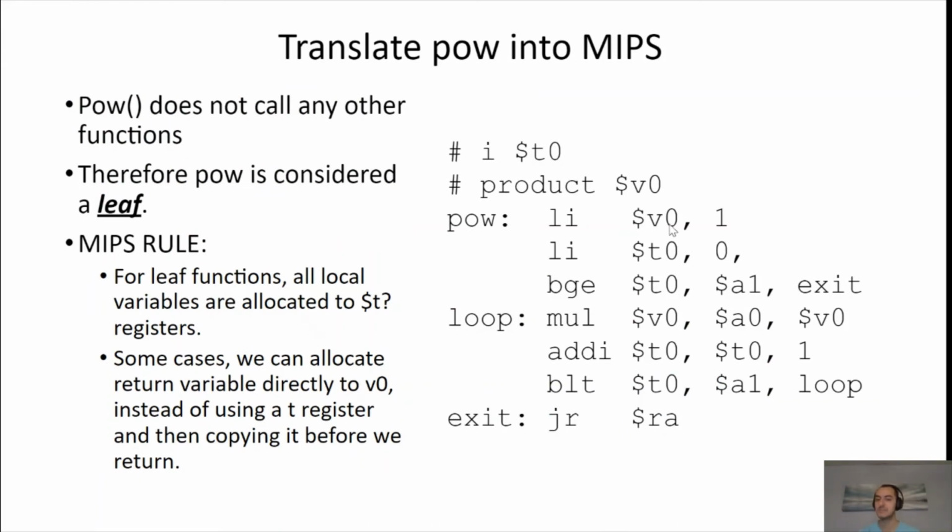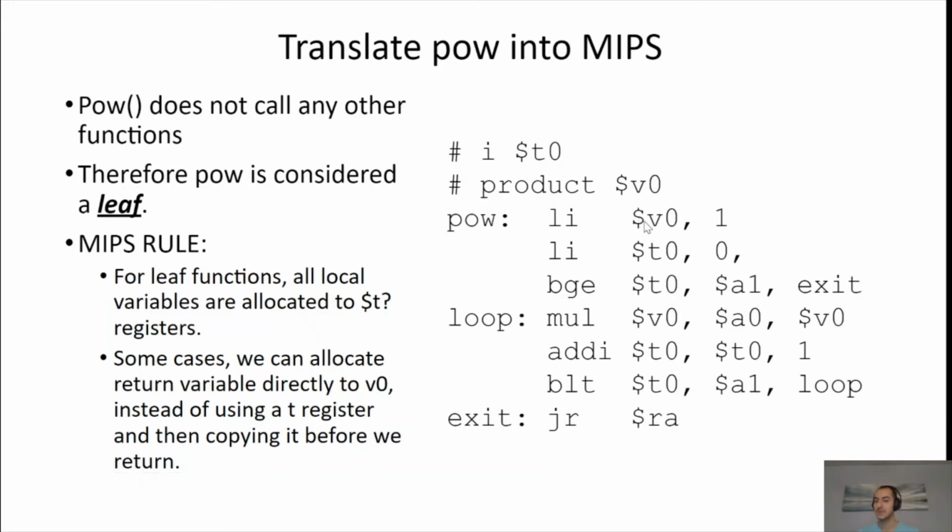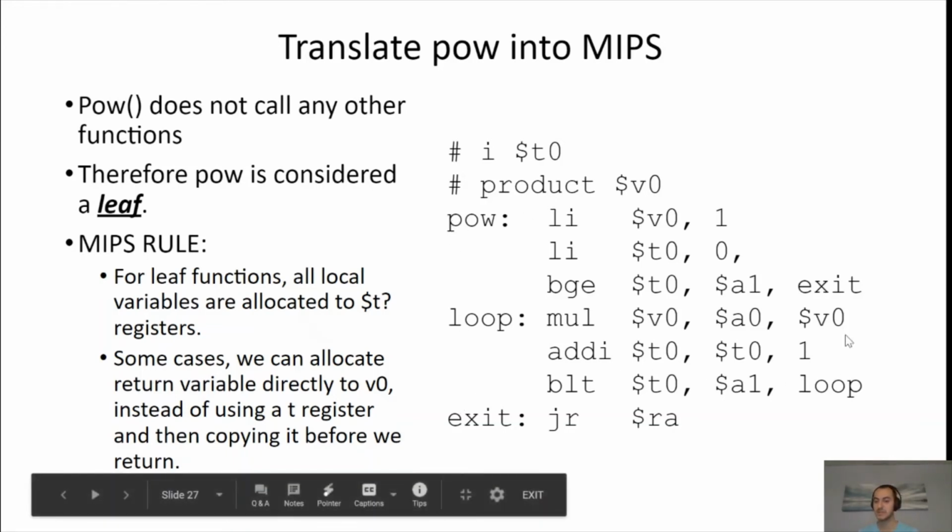So here we are doing the same thing. We have this v0 that is our product, and you build it from the beginning, and at the end you just do jump register with the return address. So you're not worried that it's going to be erased by different functions. But let's skip the implementation of it.